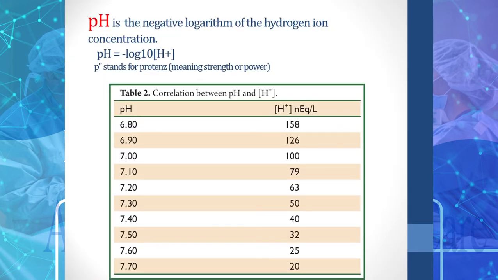So the pH, as I told you, is the negative logarithm of hydrogen ion concentration. The p here is not a tension, not a pressure, not anything. It is just the power or the strength. And this table will show you the correlation between the pH and hydrogen ion. Luckily, at 7.4, it is 40. At 7.35, it is 45. At 7.45, it is 35.